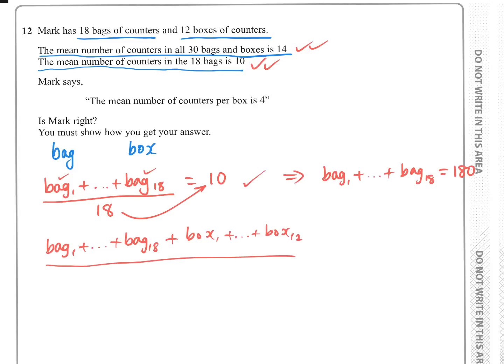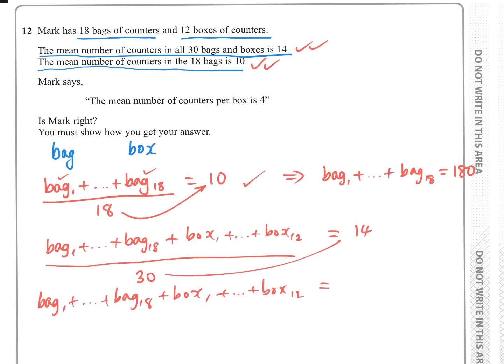And if we did the mean, i.e. divided by 30, it says the answer is 14. So that means that bag 1 up to bag 18 and all the boxes as well would have to be 30 times 14, which is 420. So that would mean that if we found the difference between 420 and 180, we'd get 240. So that would mean that would be the total number of counters in all of the boxes.